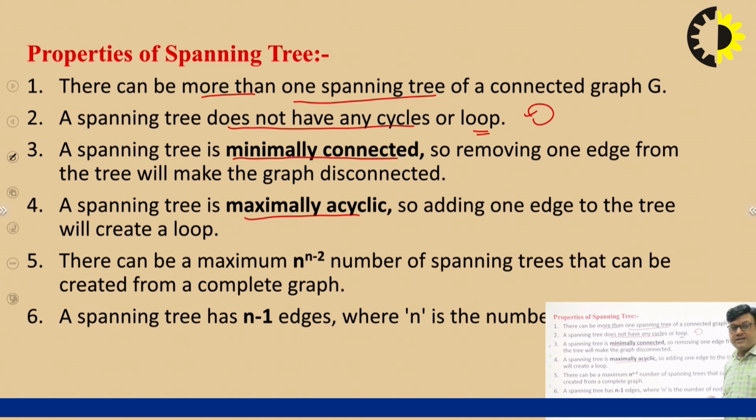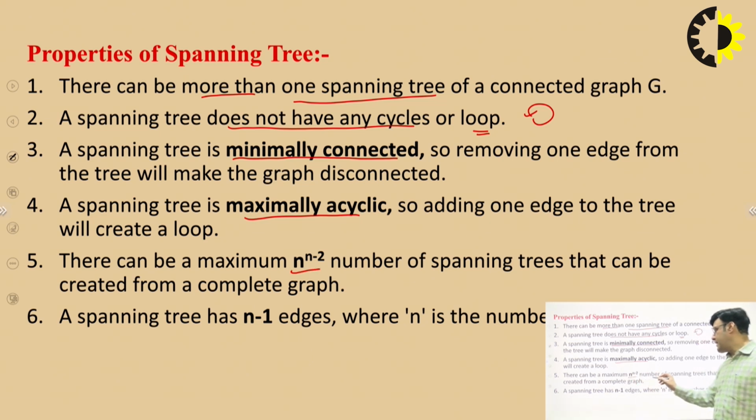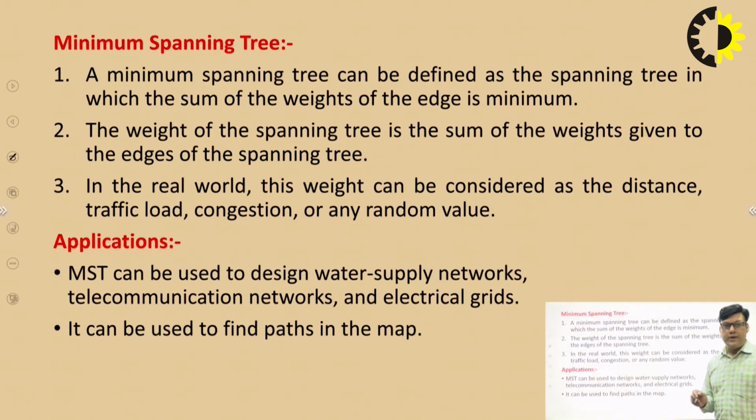Okay. Number 5, there can be a maximum of n^(n-2) spanning trees that can be created from a complete graph. So this is a formula that you can remember. For example, n^(n-2) spanning trees are possible. We can put in the value here and find out how many spanning trees are possible for a given graph. Okay, a spanning tree has n-1 edges, that we have seen already in the properties, where n is the number of nodes.